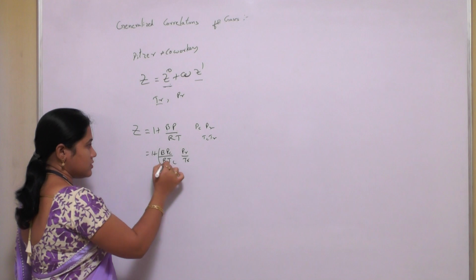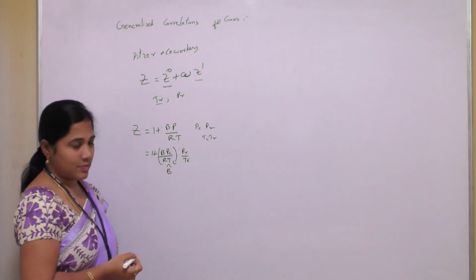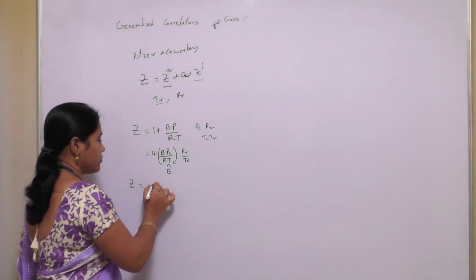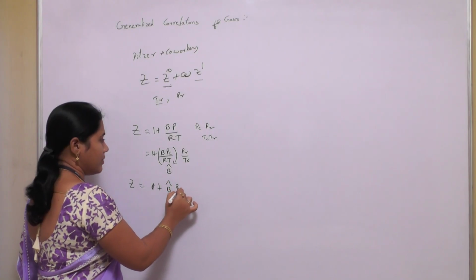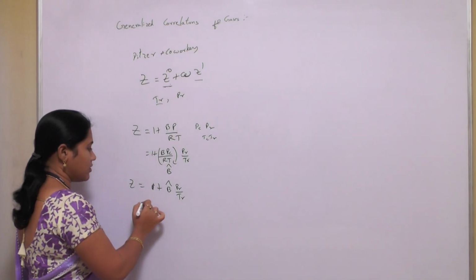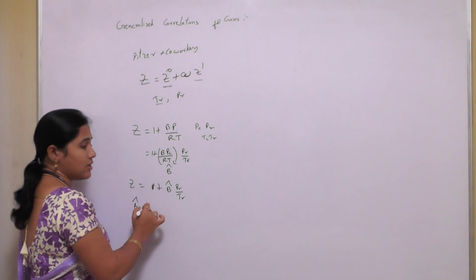So this BPC by RTC is represented with the B cap. So Z equals 1 plus B cap PR by TR. And Pitzer and co-workers developed a relation for the B cap. This is called the second correlation.